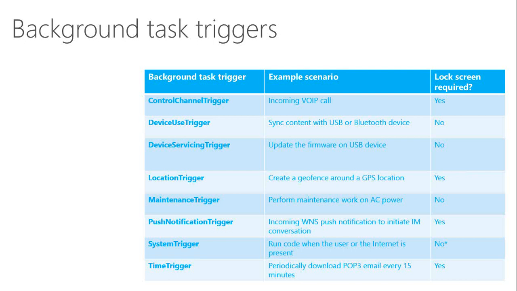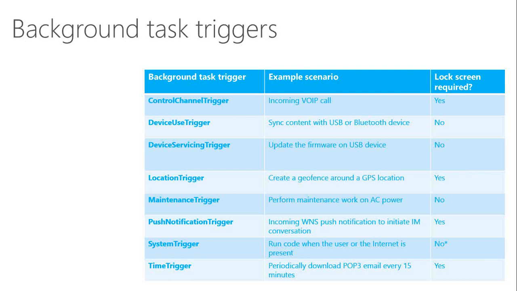So what happens is there's a trigger available, which is the control channel trigger. When the packet arrives in the socket, this trigger is notified that there's a packet which is arriving at the socket. Then when the trigger is fired, the system executes the background task. This is the core working of the background task. So control channel triggers are used in the incoming VoIP applications.